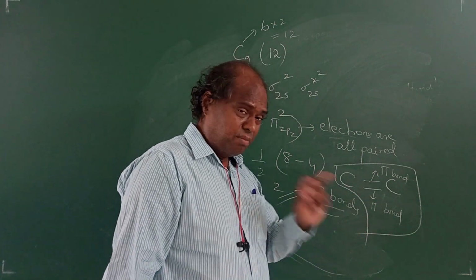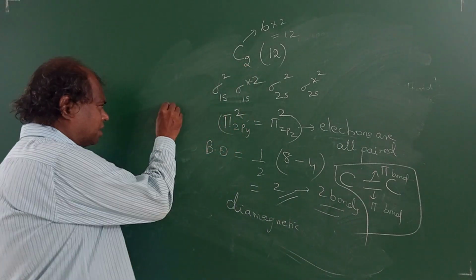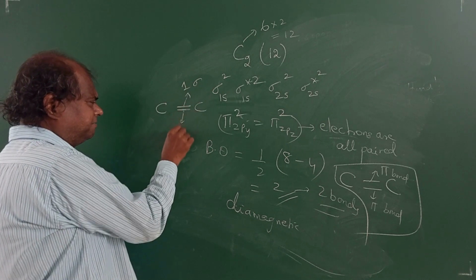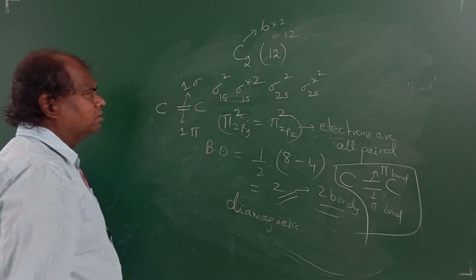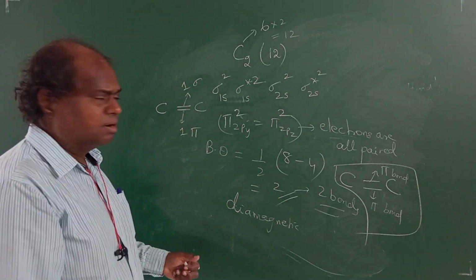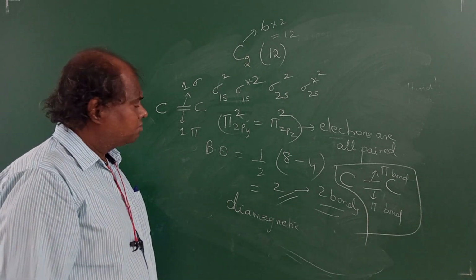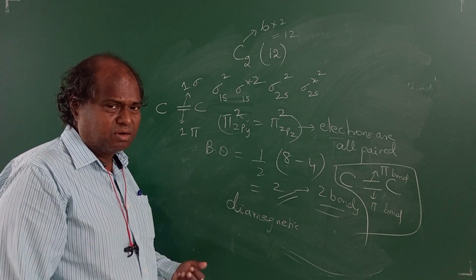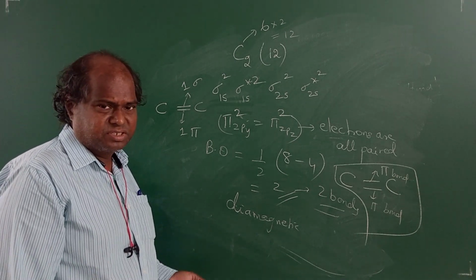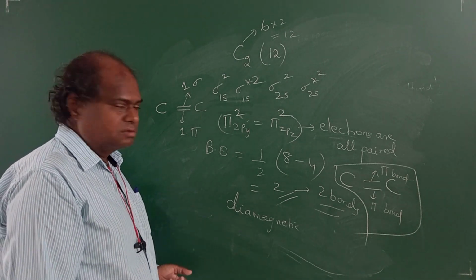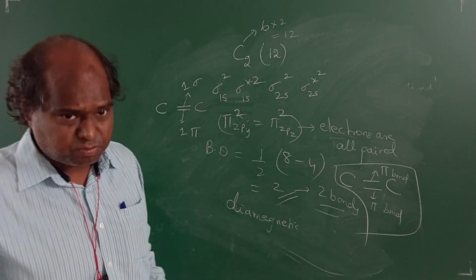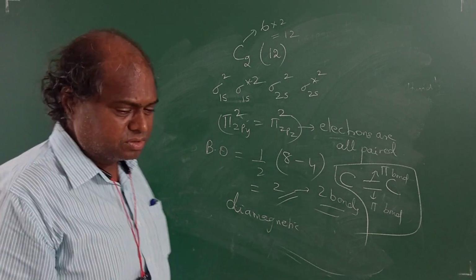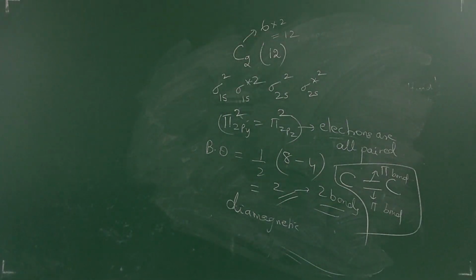Normally we say that when carbon forms a double bond, one bond is sigma, one bond is pi. This is what we say normally, one sigma, one pi, right? But here, surprisingly, you get both the bonds as pi bonds. That's the beauty of molecular orbital theory. Something very interesting, right? Okay, please note down this point. So you get both pi bonds.